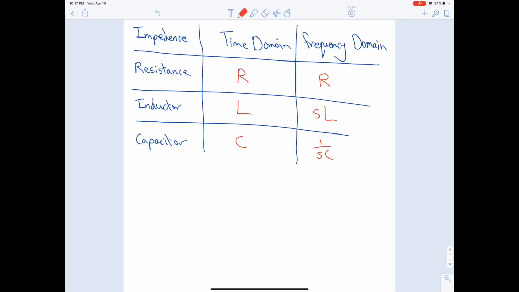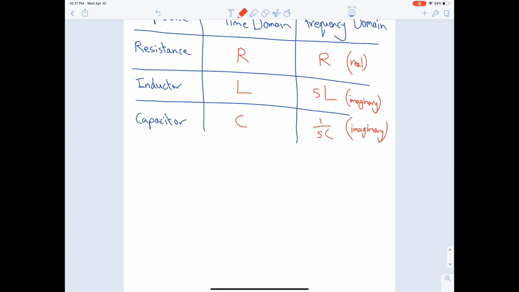Now, the impedance for the resistance is a real number, whereas for the other two it's imaginary. Why are they imaginary? Because they have an s. What is s? s is equal to jω. What's j? j is the imaginary number, which is the square root of -1.